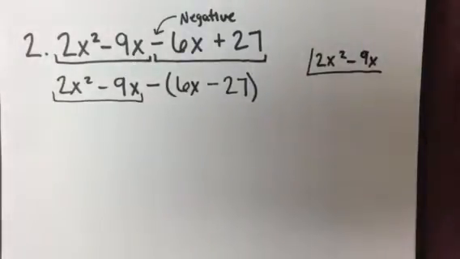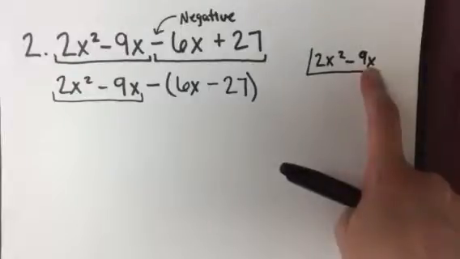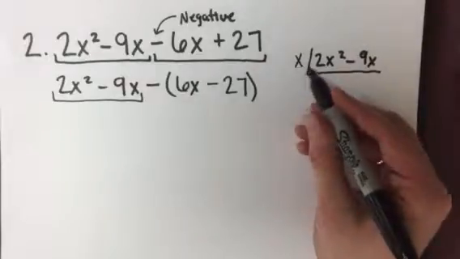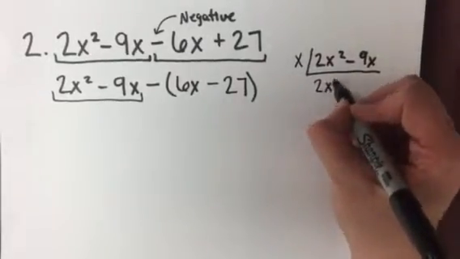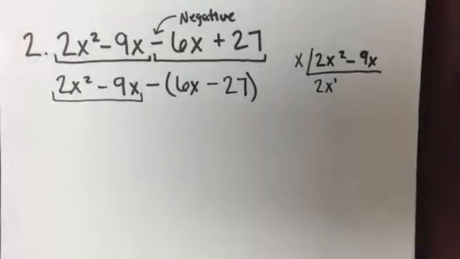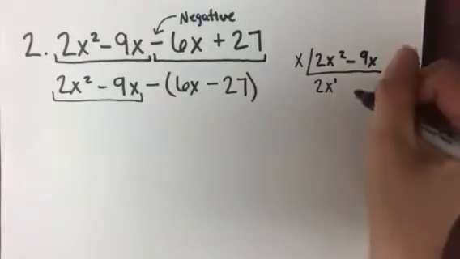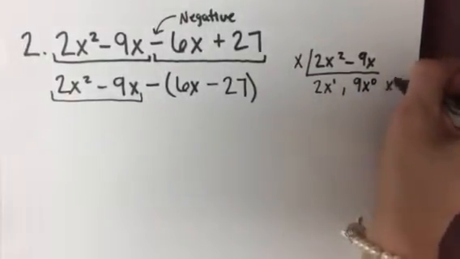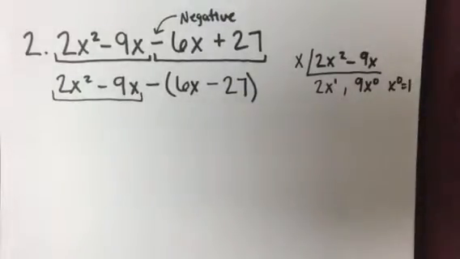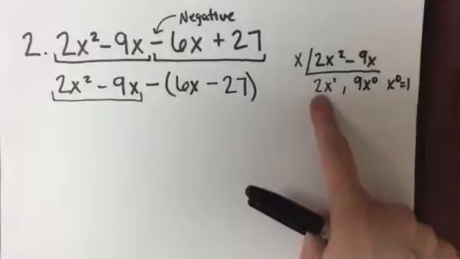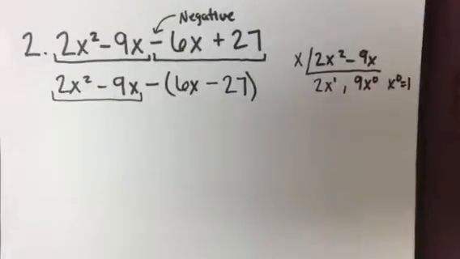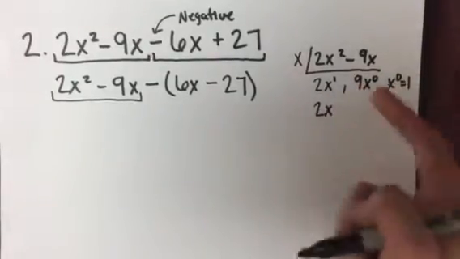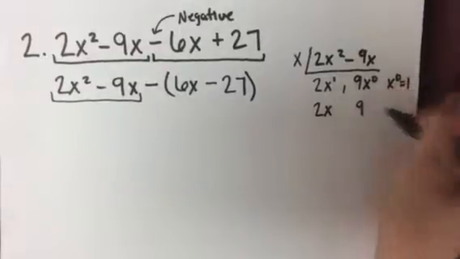Look for a variable first. Our smallest exponent is x to the first, so that will be our common factor as the variable. X divides into 2x squared and gives you 2x to the first, decreasing that exponent by 1. And x goes into 9x and gives you 9x to the 0. X to the 0 just equals 1. Now let's look for a number. 2 and 9 have nothing in common, so you can't go any further. You can simplify. 2x to the first is just 2x, and 9x to the 0 is just 9, because that's 9 times 1.